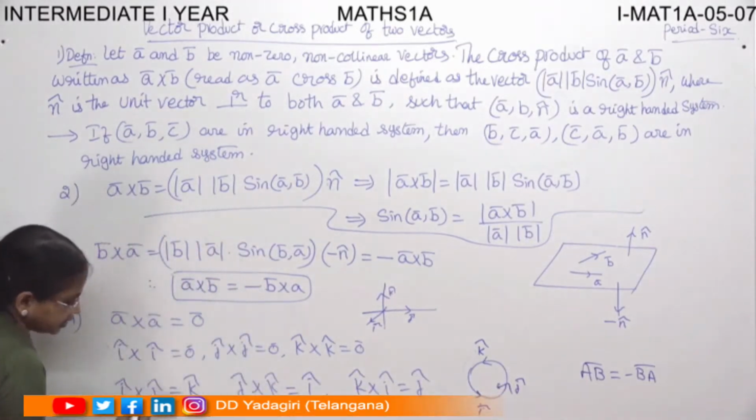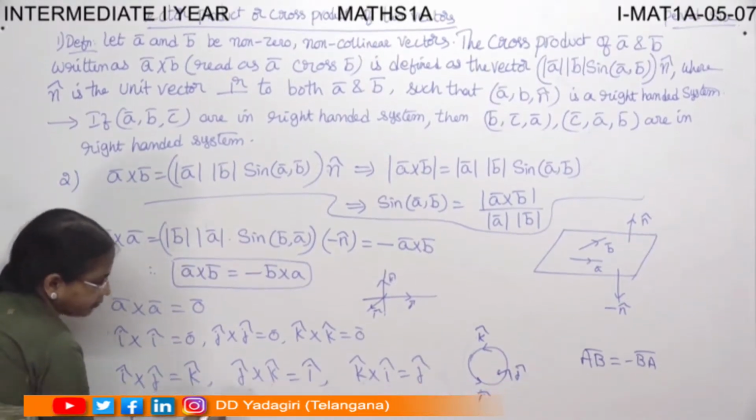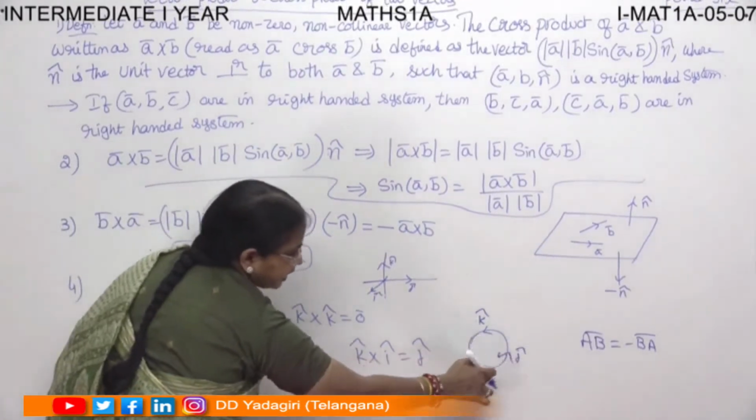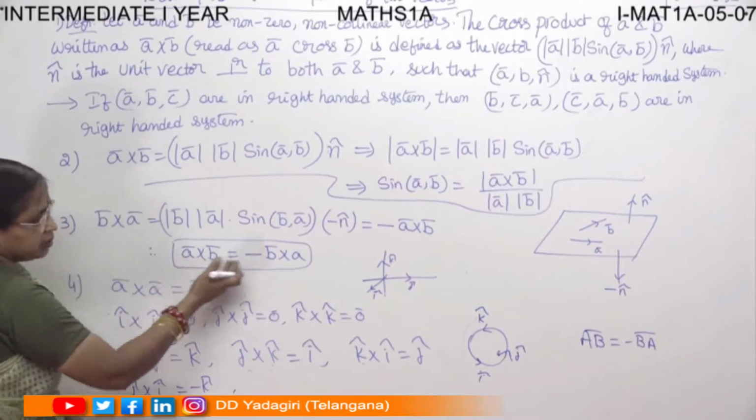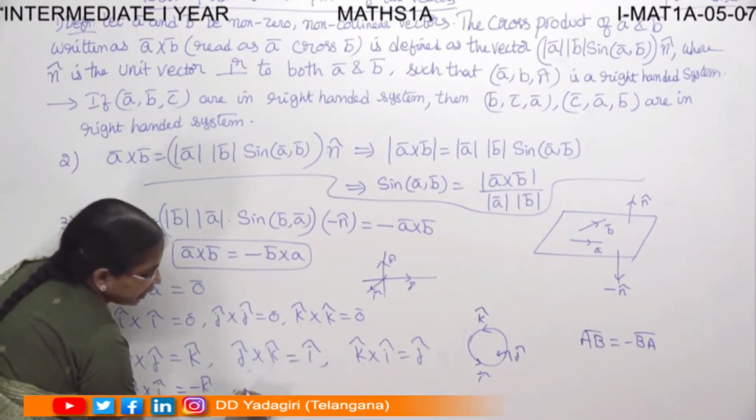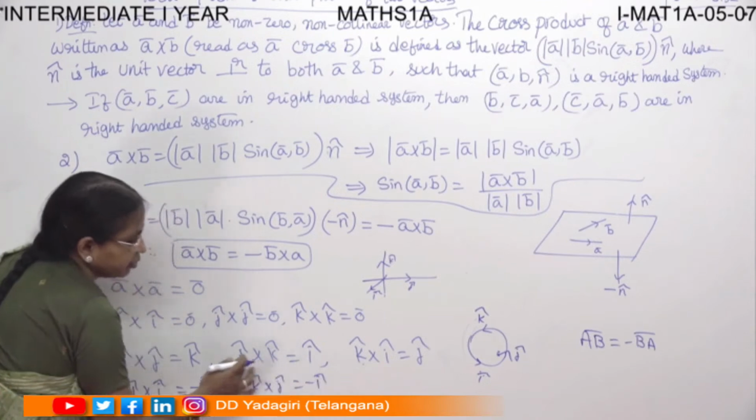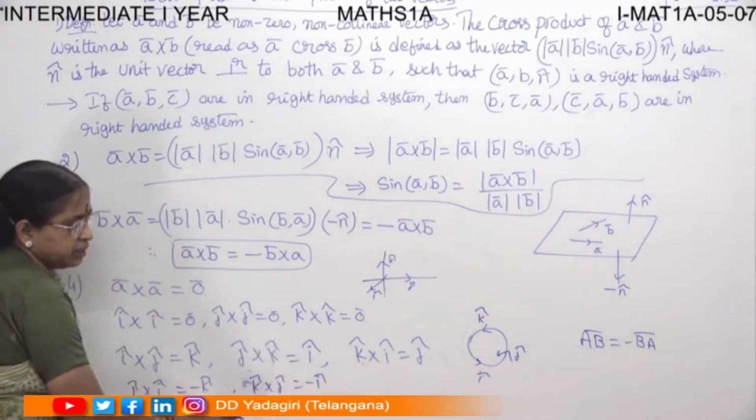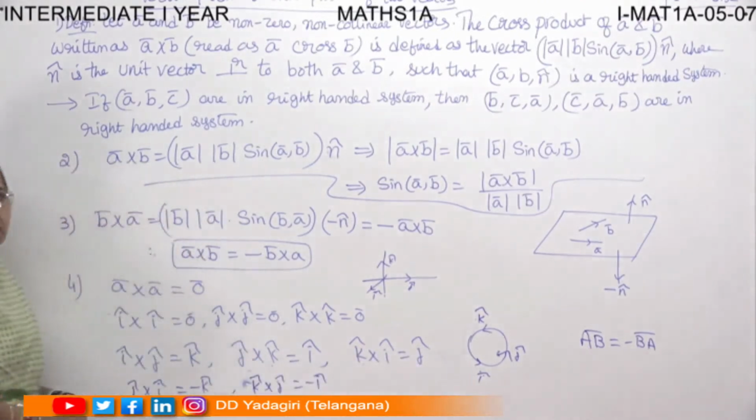Suppose they are not in that cyclic order. Suppose I have J cross I. I should write minus K. J cross I is in this direction now, so I should change the sign. Similarly, you can think of this formula: J cross K is I, so K cross J will be minus I. When you interchange, you should change the sign. Similarly here, I cross K will be minus J, like that.